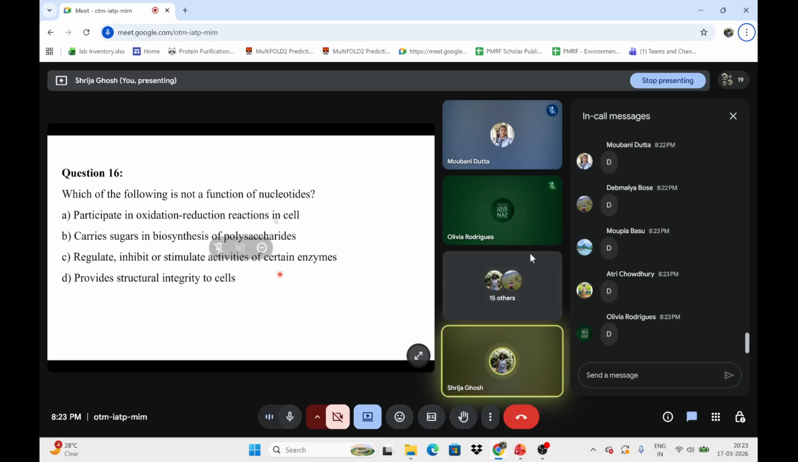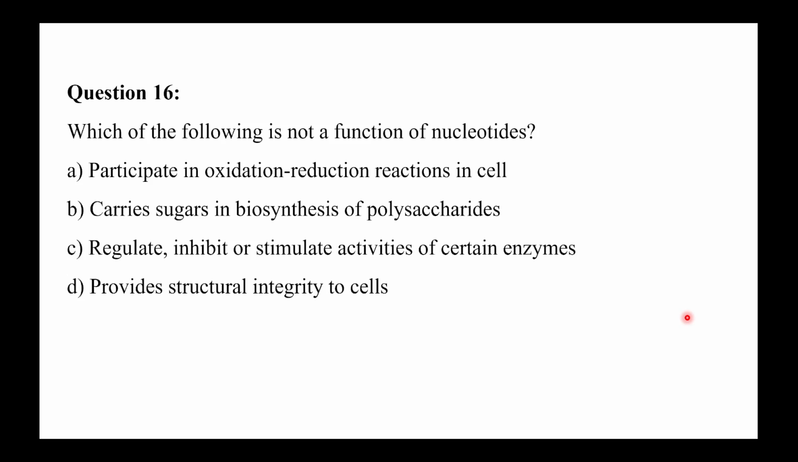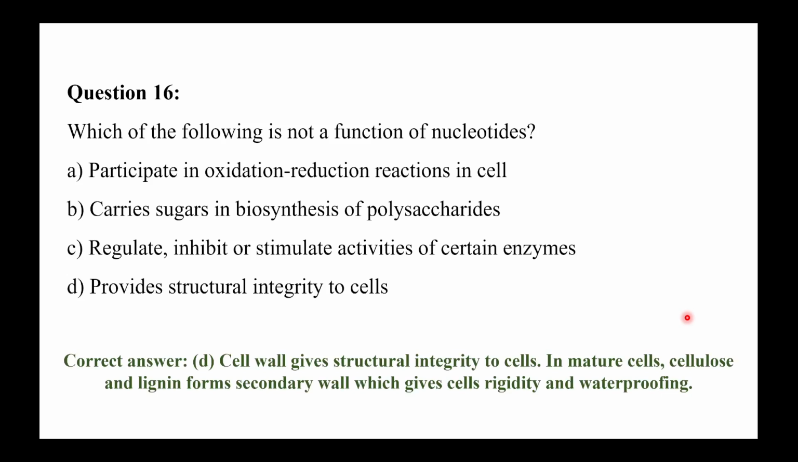Okay. 5 of you have answered option D, provide structural integrity to the cells. That is the correct answer. It is not the function of nucleotides. Structural integrity is provided by cell walls. So in mature cells, cellulose and lignin form the secondary cell wall, and primarily, the cell wall in bacteria is composed of peptidoglycan. The cellulose and lignin cell wall is generally found in plant cells. Okay, so structural integrity to the cell is provided by cell walls.